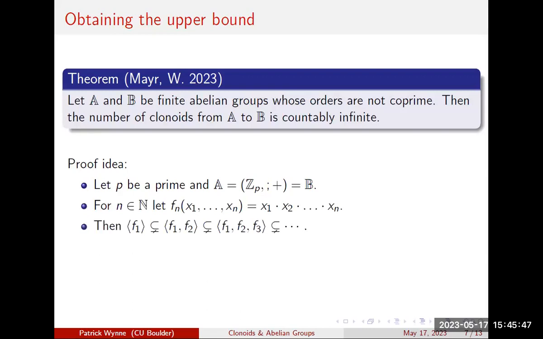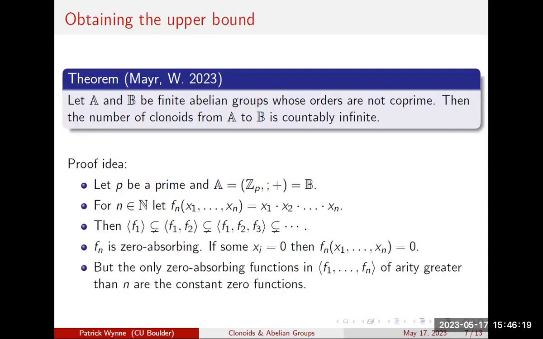Then this chain here, I claim that this is actually an increasing chain of clonoids. So the clonoid generated by f1 is strictly contained in the clonoid generated by f1 and f2, etc. And so how do we see this? Well, one thing to notice is that for this function f_n, if any of x1 through xn are 0, then the output will be 0 inside of Zp. So f_n is a zero absorbing function. Whenever one of the inputs is 0, the output is 0.